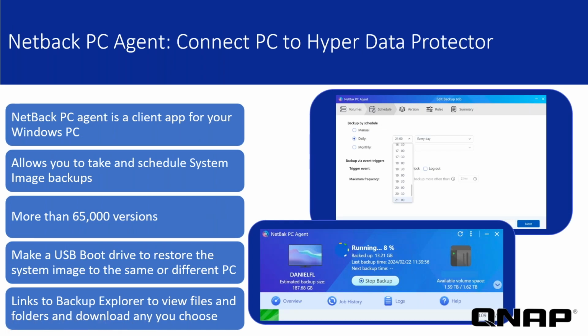So the way this works is NetBak PC Agent. This is a client app for your PC, and its job is to connect to Hyber Data Protector. And this is what allows you to take those system image backups to Hyber Data Protector. So we can have more than 65,000 versions. So there's many versions in a reasonably space efficient way.